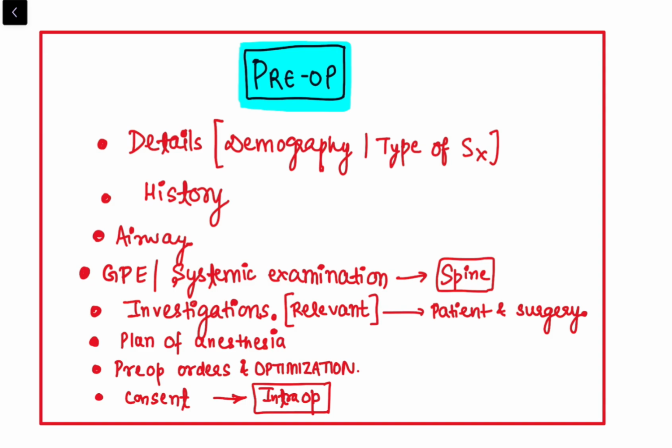Now, once we are done with the examination and history and we know the surgery, we have to ask for relevant investigations. What do we mean by relevant? We'll understand in this video. Then the plan of anesthesia has to be made, and based on that we'll be giving pre-op orders and optimize if at all there is some comorbidity. Then ultimately the patient will give the consent and will proceed to the intra-op period. So with this overview, that is what happens in the pre-op area.